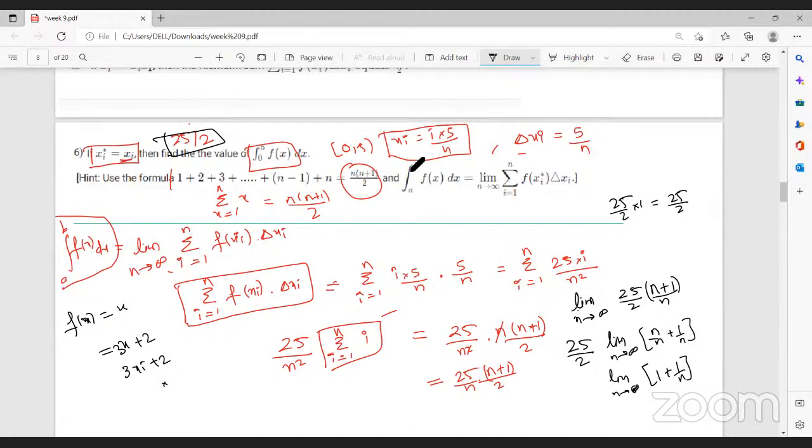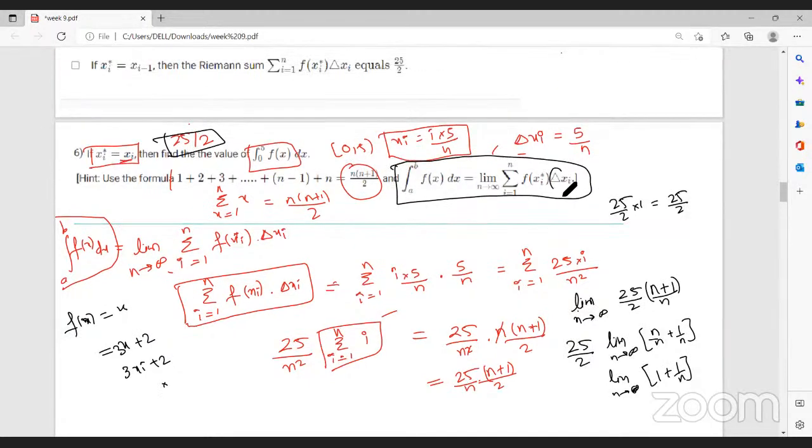No, see, we have been given this, right? First, I am calculating delta xi, that is xi minus xi minus 1. From this I will get delta xi. Now I simply have to put the f of xi value. What is f of xi star here? That is xi only. Now what is xi? That is i into 5 by n. So this is my function.